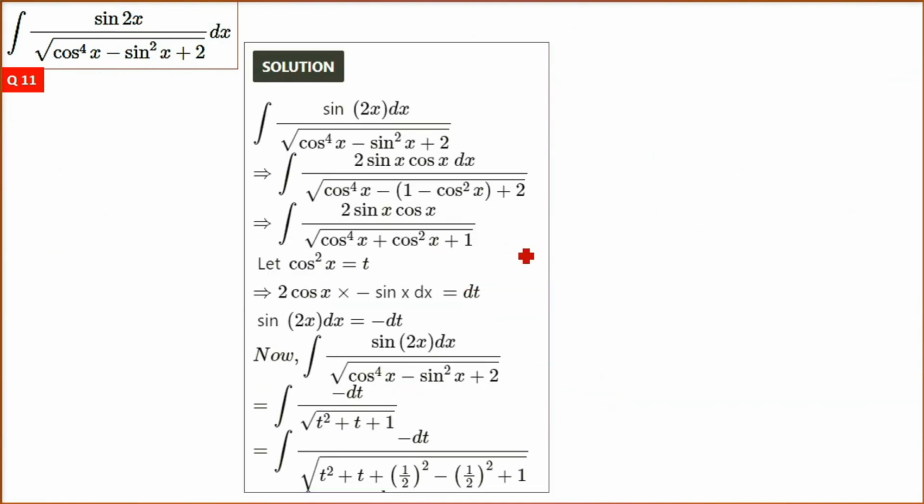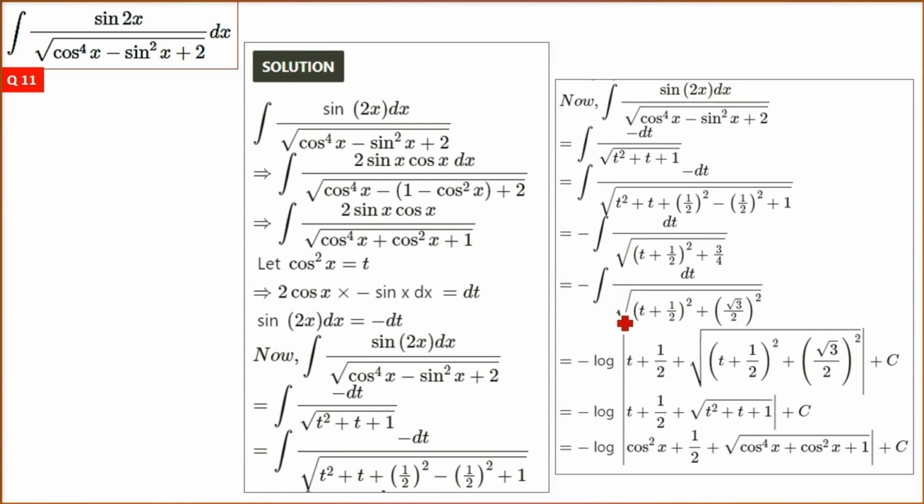So this is how it will be done. There is some under root involved, but you are aware of the formula. And the main thing is you have to make the denominator which is under root a perfect square.